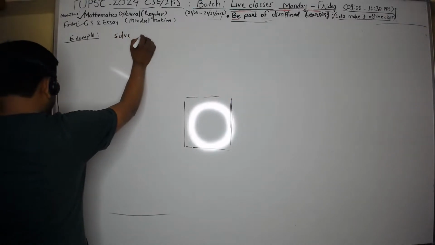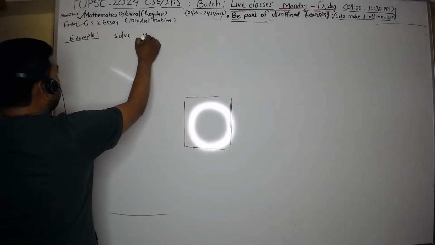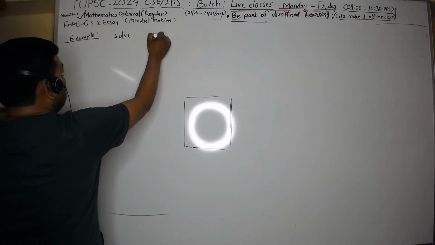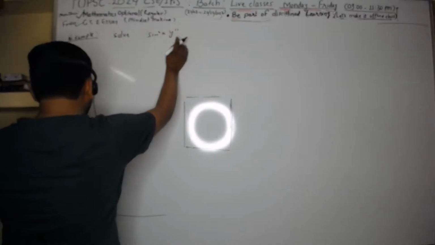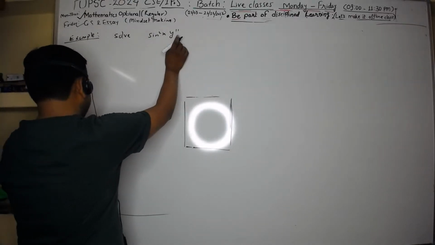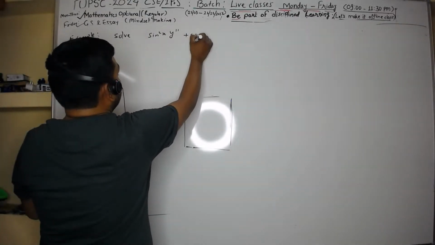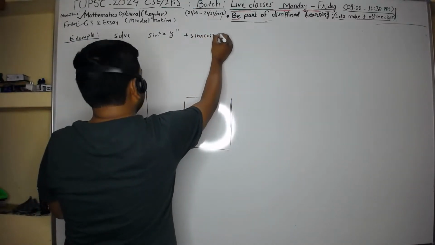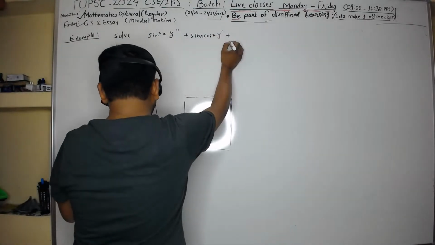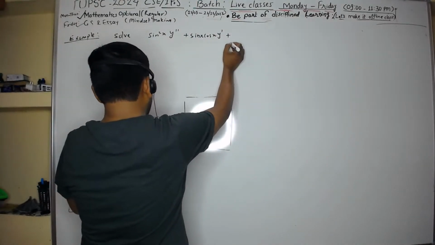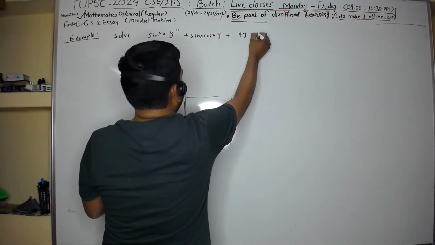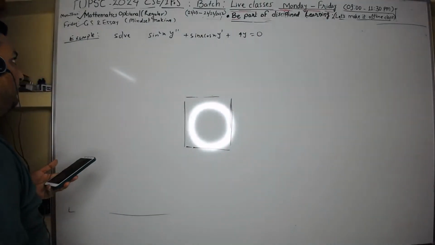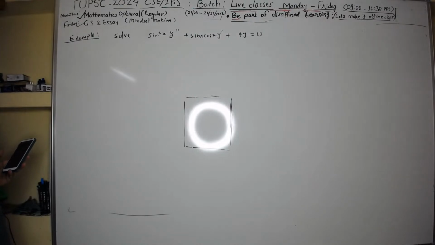Solve y double dash, sorry, solve sin square x into y double dash plus sin x cos x into y dash plus 4y equals 0. Okay dear, let's say we have this question to solve.